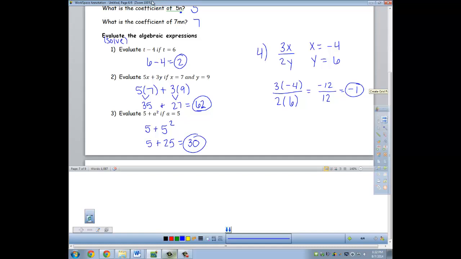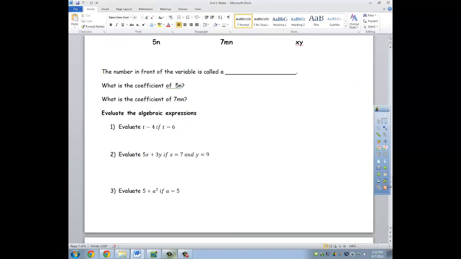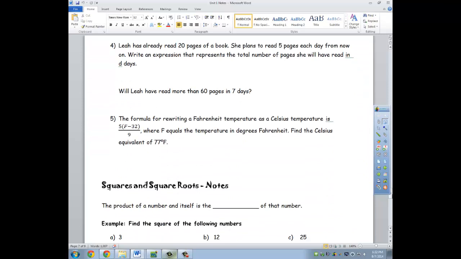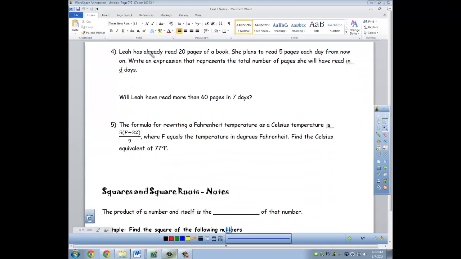So those are 2 very important rules that you will need to remember throughout this year. On the back, over here, I'm going to write some examples. And here's an additional problem in this box if you want. It says Leah has already read 20 pages of a book. She plans to read 5 pages each day from now on. Write an expression that represents the total number of pages she will have read.